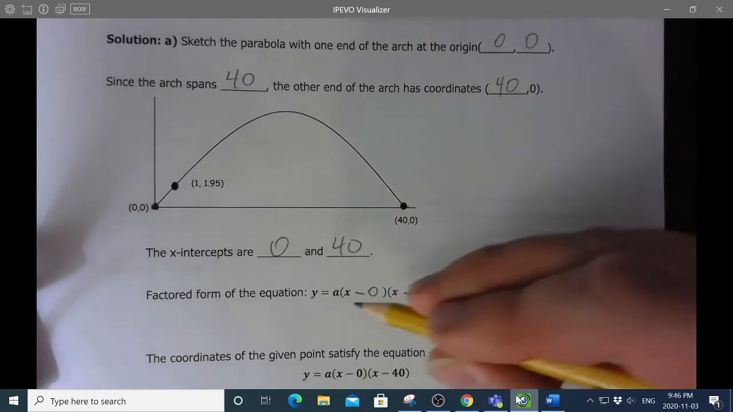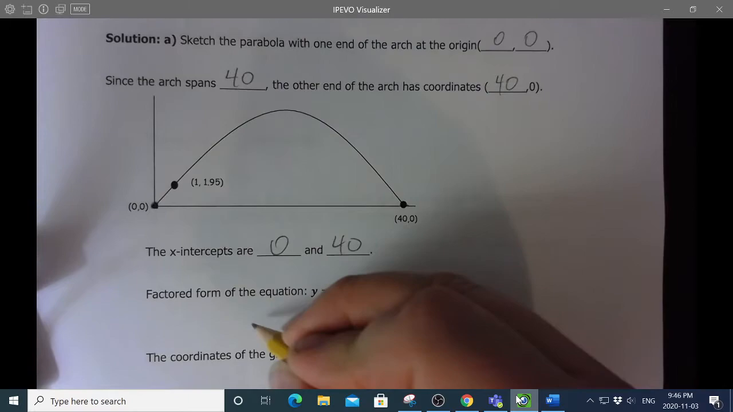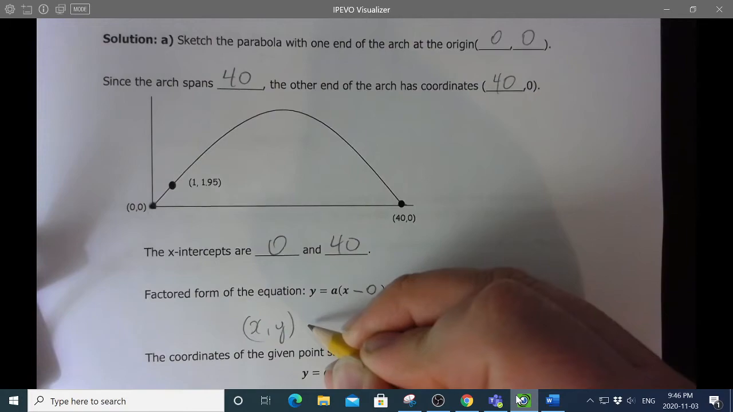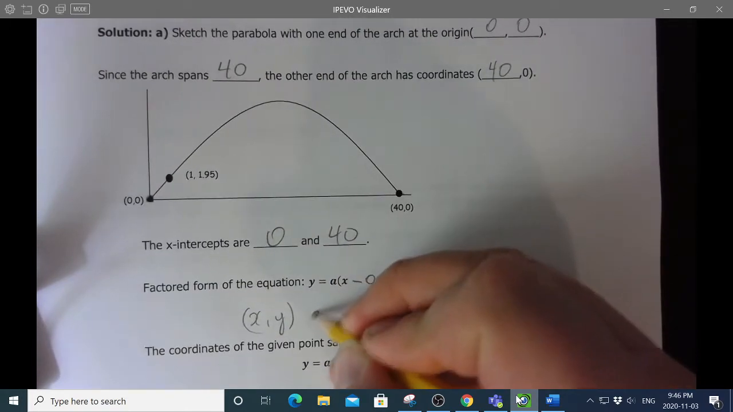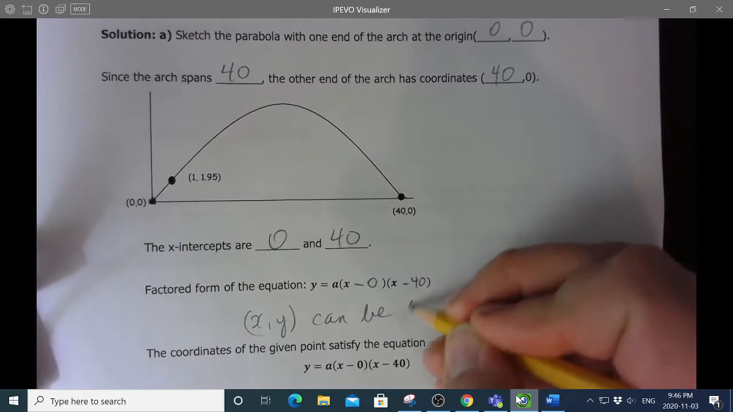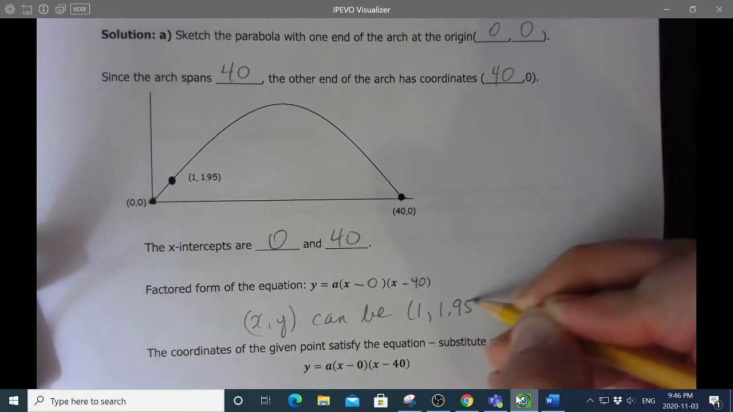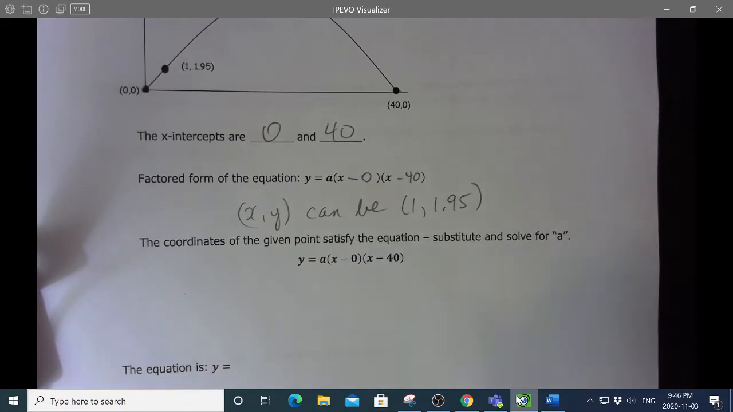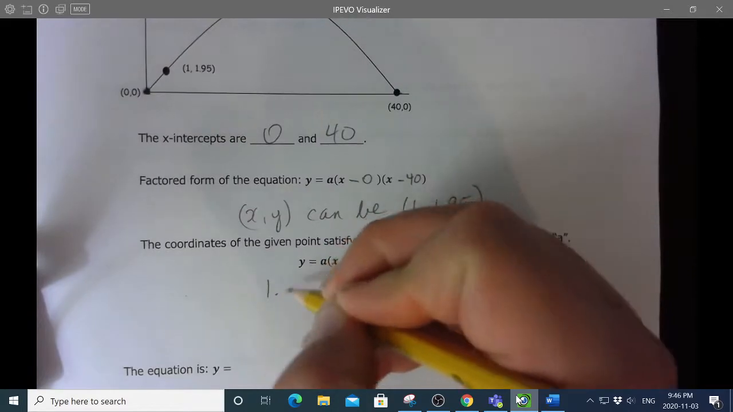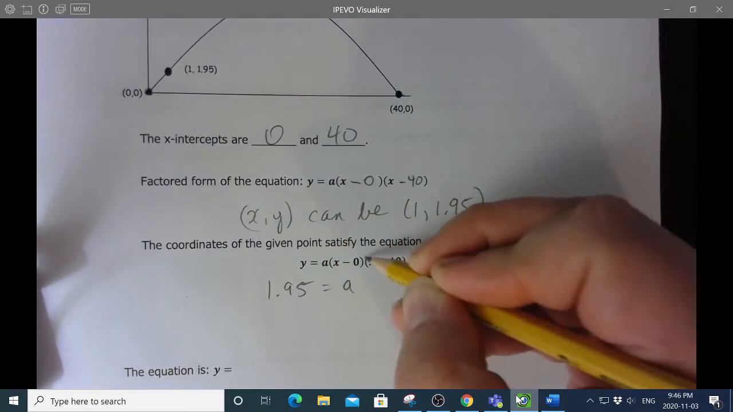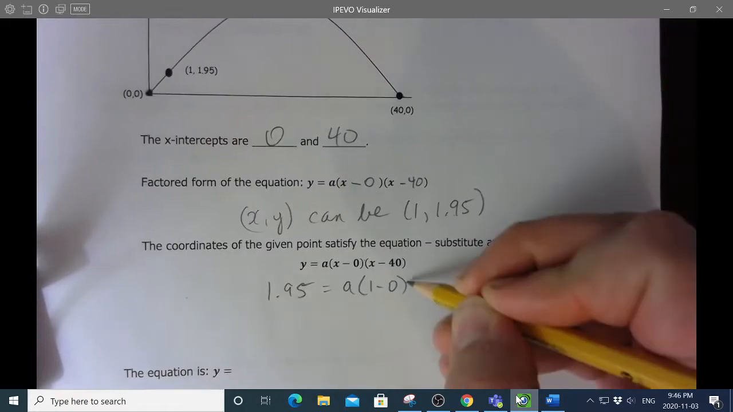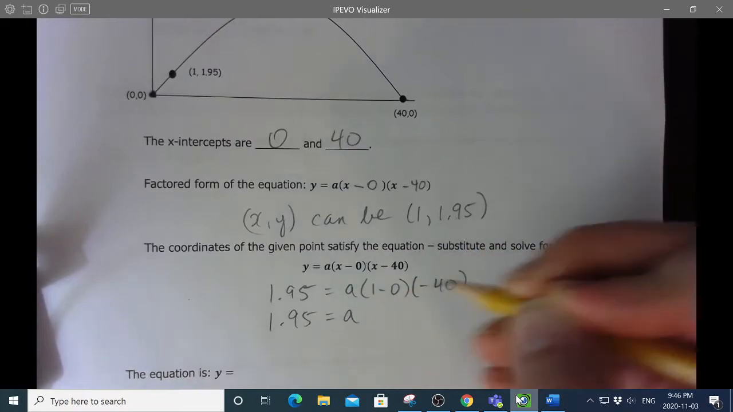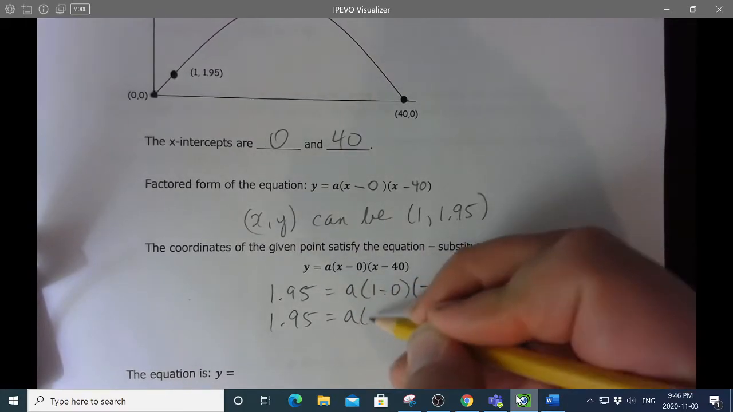I don't know what a is, but I know that (x, y) can be (1, 1.95). Now if we give you a question like this, we are going to let you use a calculator. So I might have to go to a calculator. Let's see how it goes. When y is 1.95, x can be 1. (1 minus 0), (1 minus 40). So 1.95 is equal to a times 1 times negative 40.